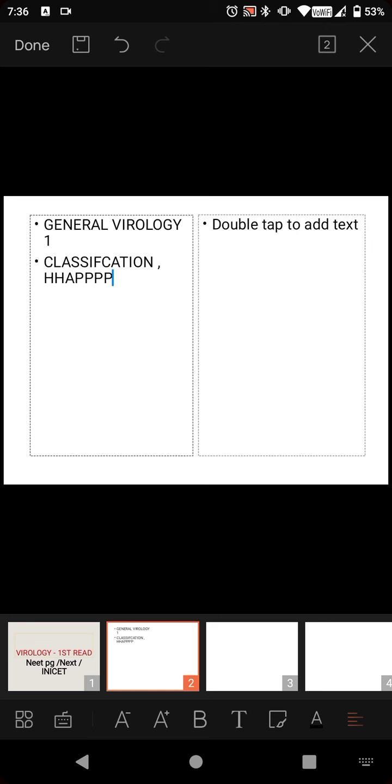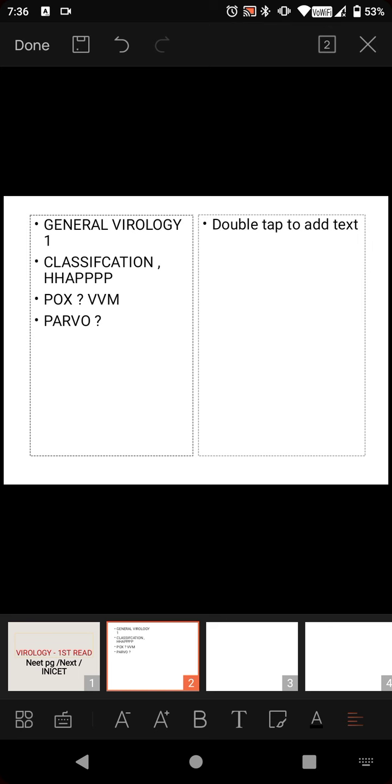Parvovirus is the smallest. Pox is the largest, and parvo is the smallest. Just try remembering it from here. Smallest means 20 nanometers, largest means 300 nanometers. Just remember poxviridae, we have VVM: variola, vaccinia, and molluscum.